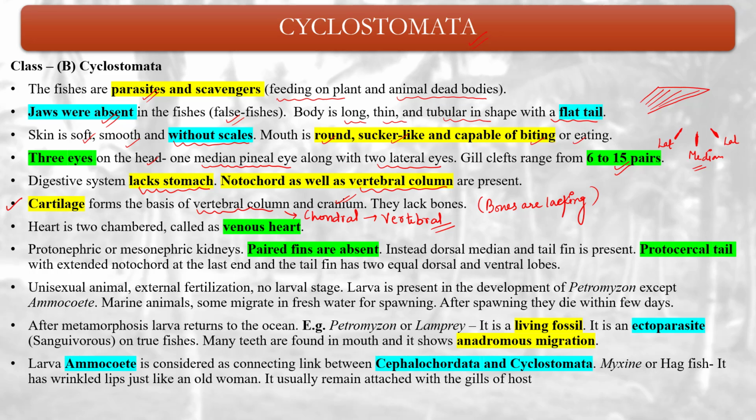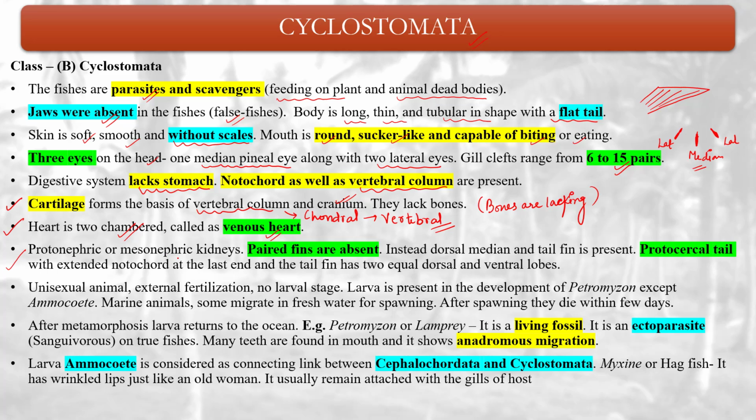The cranium and the vertebral column are chondral, meaning cartilaginous. The heart is two-chambered and it is a venous heart. Why venous heart? Because of the mixing of oxygenated and deoxygenated blood. So the heart is two-chambered and it is known as what? Venous heart, because with two chambers, the oxygenated and deoxygenated blood gets mixed.